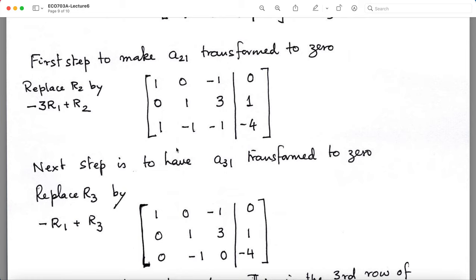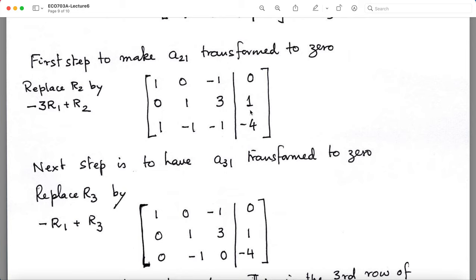So minus 1 into R1 is minus 1 and plus 1, and that plus R3. We add row 1 with row 3. So you will have minus row 1 with row 3: minus 1 plus 1 is 0, 0 minus 1 minus 1, minus 1 minus 1 plus 1, plus 1 and minus 1 0.